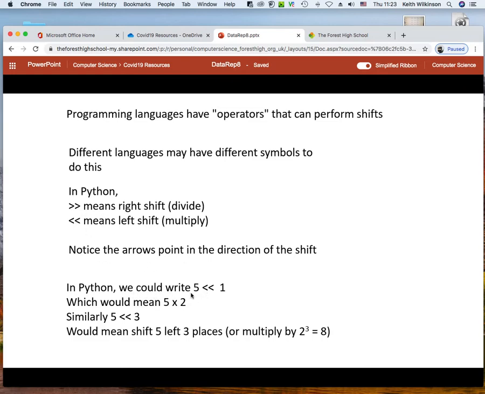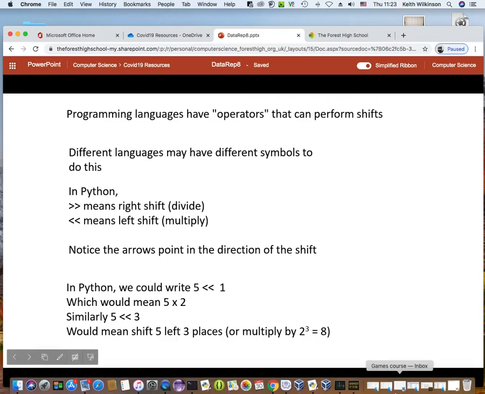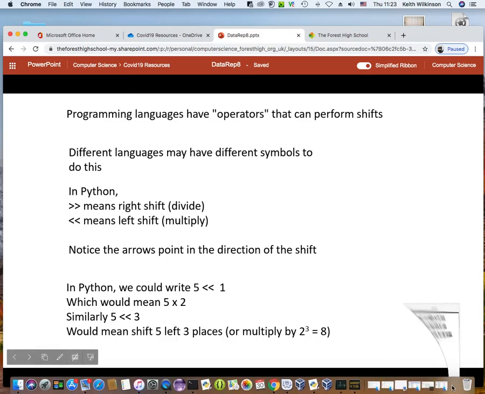So in Python we could write 5, shift it to the left 1, which would mean 5 times 2. Remember, 2 to the power 1 is 2. 5 times 2 is 10. We'll have a look at that in a second. Similarly, I can do 5, left shift it by 3 places, and that means multiply it by 8, so I should get 40. So let's check that out in Python itself just before I finish this off.